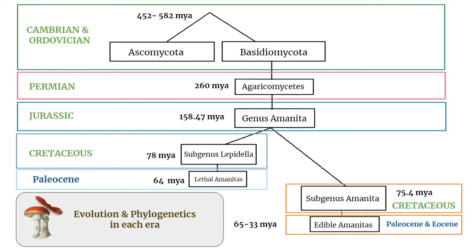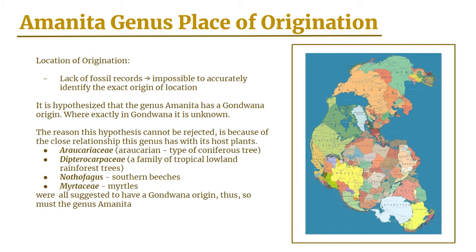The evolution took place over quite a few eras. The main point here is that the Amanita genus split off from the Agaricales in the Jurassic period, and it further split up in the Cretaceous period into the Lepidella and Amanita subgenera, and diverged again into other sections, notably lethal and edible Amanitas. The place of origination isn't fully known.